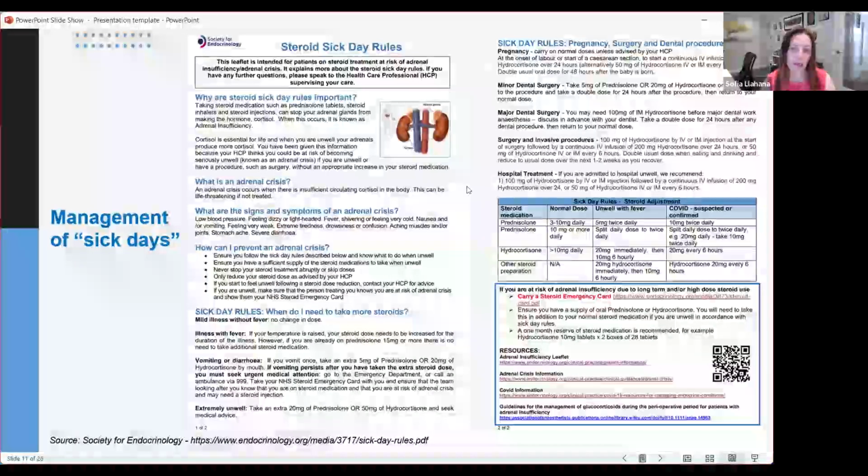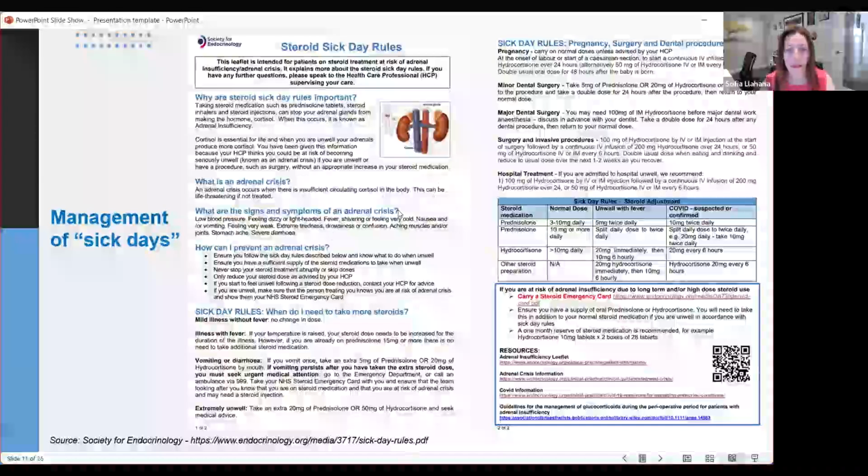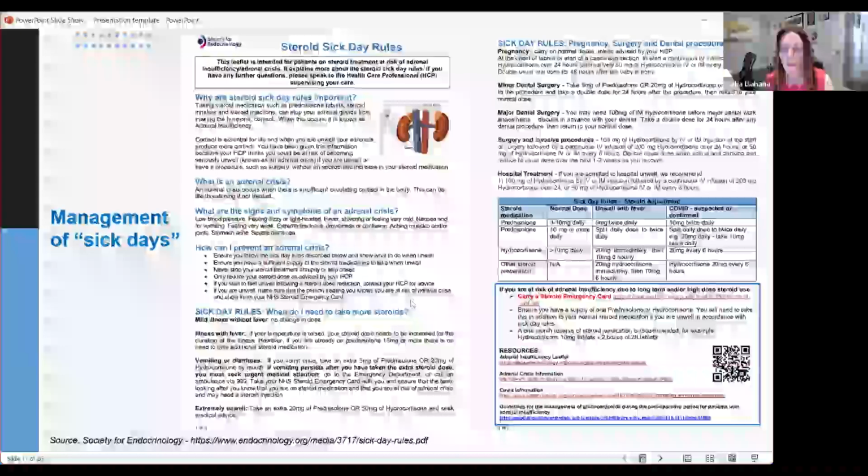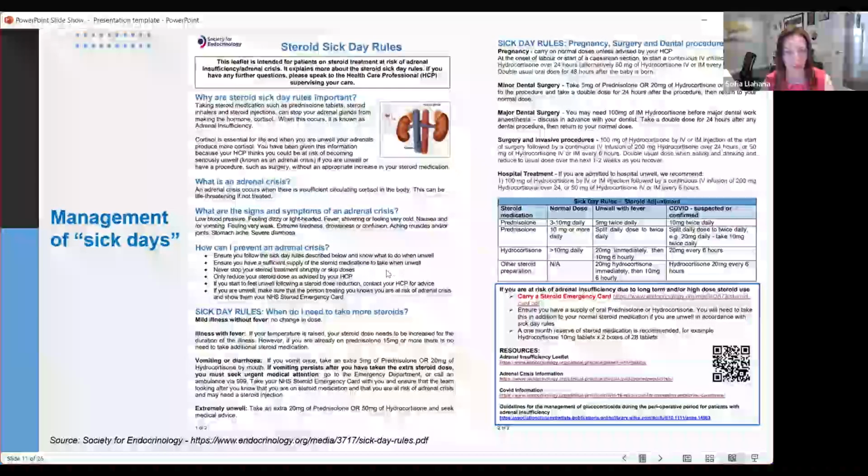This, again, I find is a really useful leaflet. You probably won't be able to see it on your screen. I'm sure you won't be able to see it on your screen. The writing is very small, but it's available from the Society for Endocrinology.